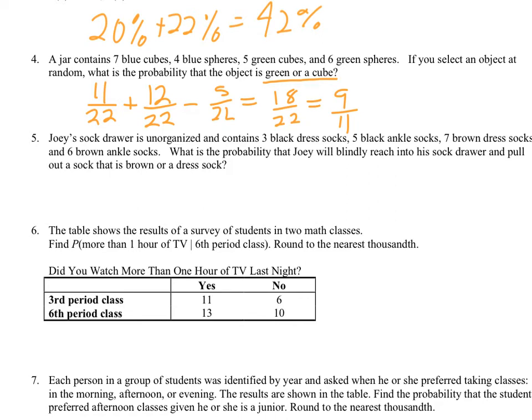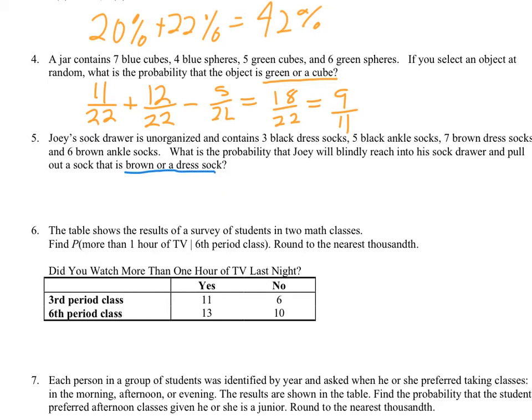Number 5, Joey's sock drawer is unorganized, contains 3 black dress socks, 5 black ankle socks, 7 brown dress socks, and 6 brown ankle socks. What is the probability that Joey will blindly reach into the sock drawer and pull out a sock that is brown or a dress sock? So kind of the same question. We're looking for either brown or a dress sock.